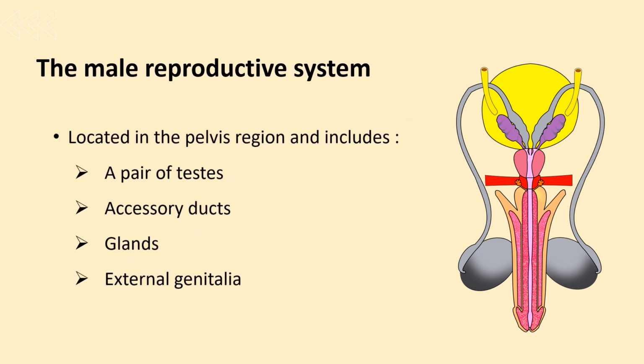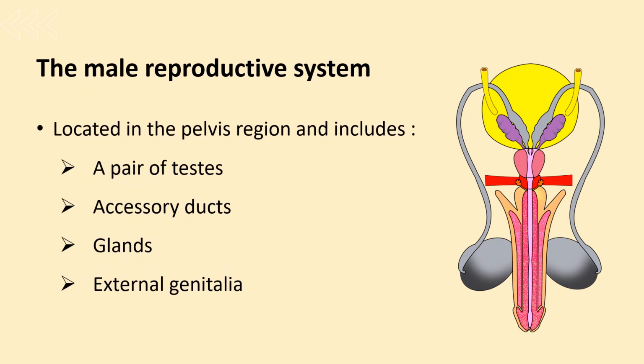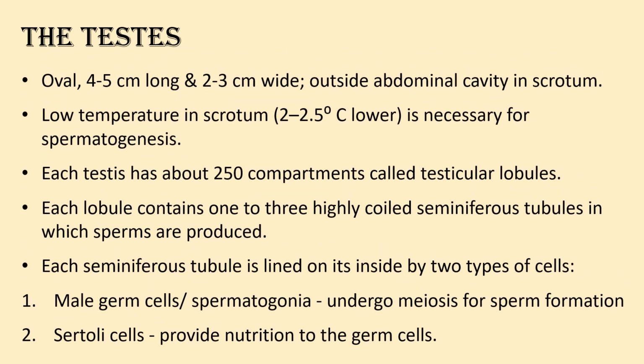The male reproductive system, located in pelvic region, consists of a pair of testes, accessory ducts, glands, and the external genitalia. Testis is an oval paired structure that resides outside the abdominal cavity in a pouch-like structure known as scrotum. The temperature of scrotum is 2 to 2.5 degrees lower in order to facilitate spermatogenesis, and that is why it resides outside the abdominal cavity.